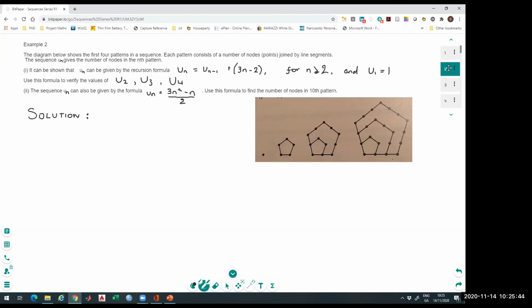And that is so only if n is greater than or equal to 2 and u of 1 is equal to 1. So u of 1 is your initial term that they're giving you. Use this formula to verify the values of u2, u3, and u4.